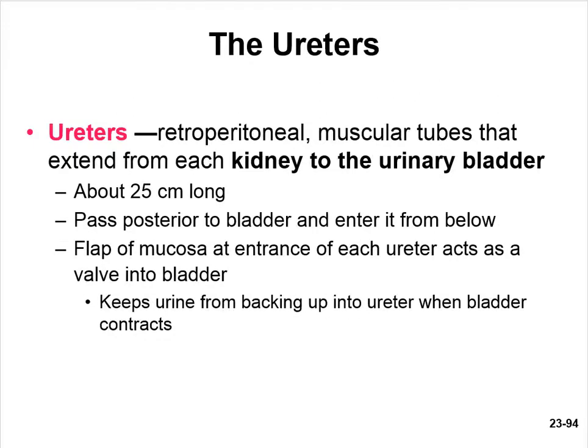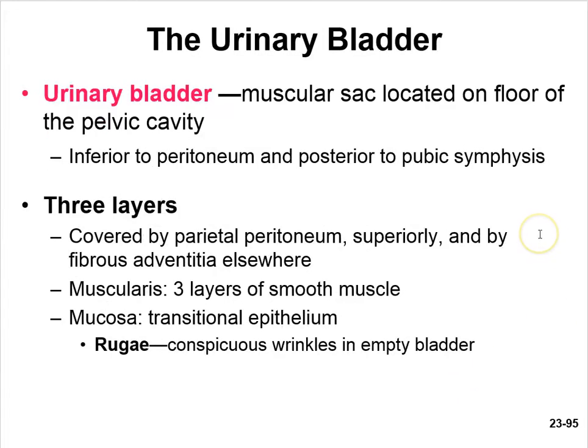The ureters are retroperitoneal. Those are the muscular tubes that extend from each kidney, collect the urine, and send it down to the urinary bladder. They're about 25 centimeters long. A flap of mucosa at the entrance acts as a valve and keeps urine from backing up into the ureter when the bladder contracts. The urinary bladder is a muscular sac located on the floor of the pelvic cavity.